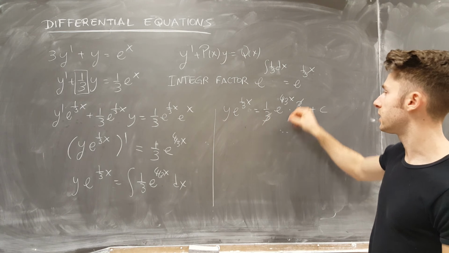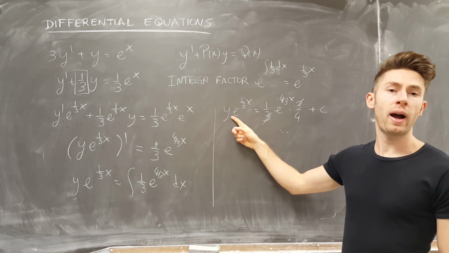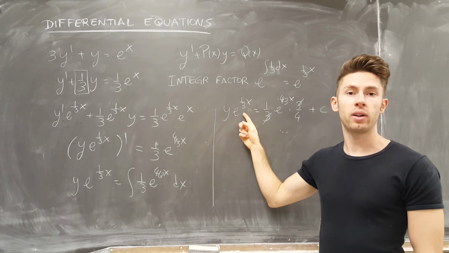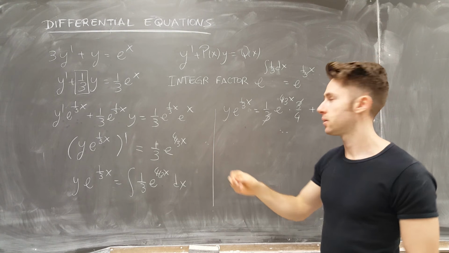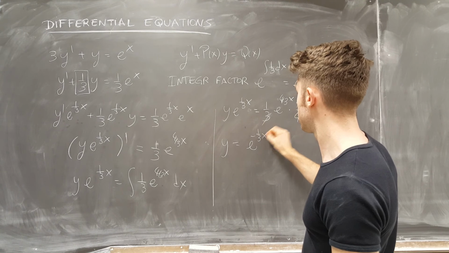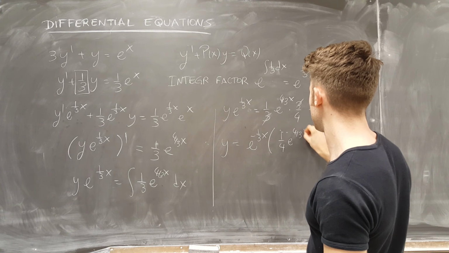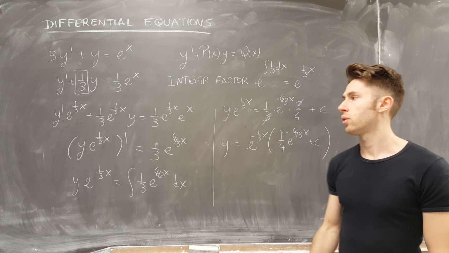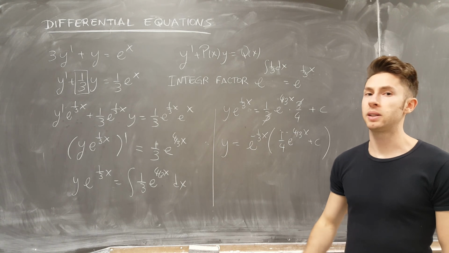And then here I see that this simplifies. And eventually, to solve for y, I can just divide by e to the 1/3 x, or equivalently, multiply by e to the minus 1/3 x. And this is already my general solution. First order, one constant. If you want, you can multiply this out, but it's not necessary.